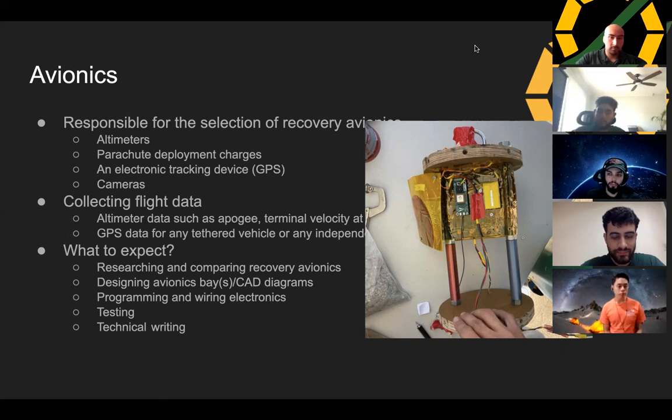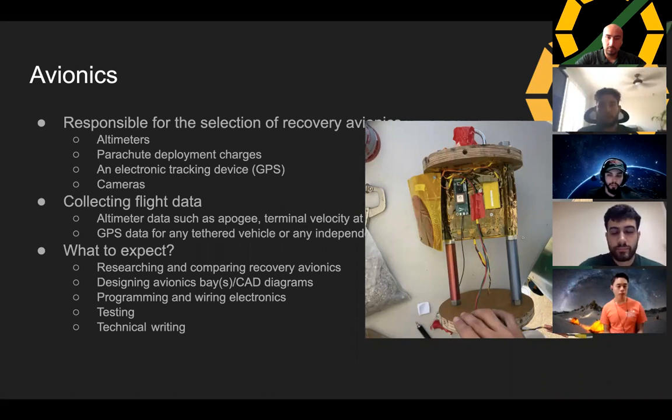Afterwards, the next important thing is collecting all the data, which the altimeters will give us a variety of info on, like the terminal velocity when the main parachute deploys, as well as descent time, which is another requirement by NASA. And this is all just to verify that we're meeting the requirements that NASA has in place and what to expect. So expect to do a lot of research comparing different devices that are very similar, like the altimeters as well as the GPS systems.